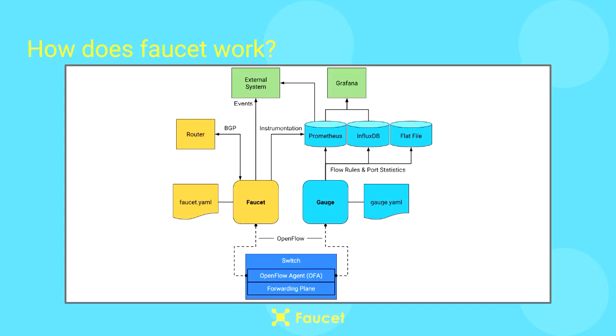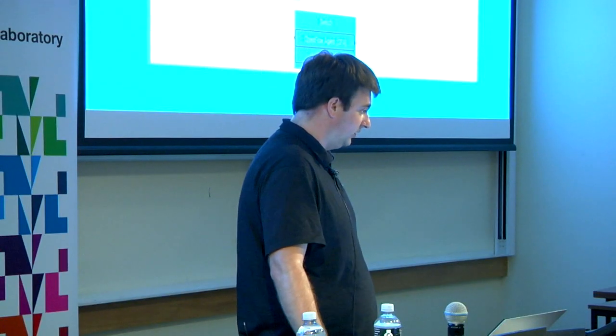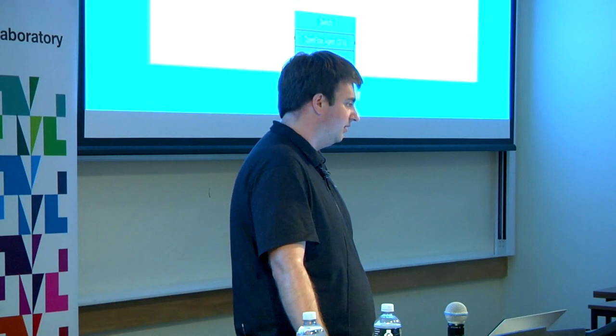Faucet itself is quite neat. It also pushes instrumentation of itself to Prometheus. We use this a lot in development, but you can use it when you're running your network as well, just to see where all the CPU cycles in Faucet are going. That's how we work out if we need to make some of our loops faster or do less heavy processing on types of packets. So that's quite cool.